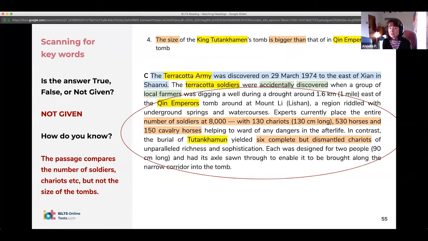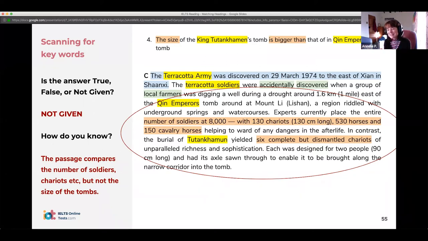They are talking about different things. In the question, they're talking about size. In the text, they're talking about the numbers of soldiers, the numbers of chariots. That doesn't tell you how big it is, does it? We can't say, there were 8,000 soldiers, so it must be bigger or it must be smaller. How could you possibly tell? You can't tell. So we have to say that it's not given.